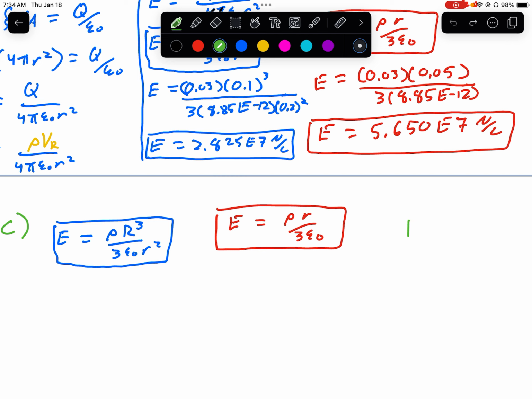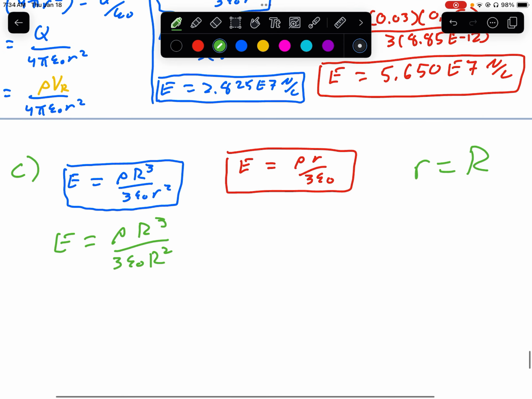I guess I should have written that the other way: when my variable r happens to be the exact value of the surface. That's really what I wanted to say here. Now look, if I take the blue equation, which is for outside the sphere, what do I get? I get E is equal to rho R to the third power divided by 3 epsilon naught times r to the second power.